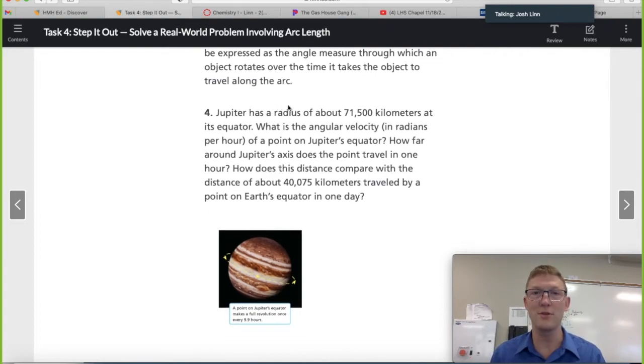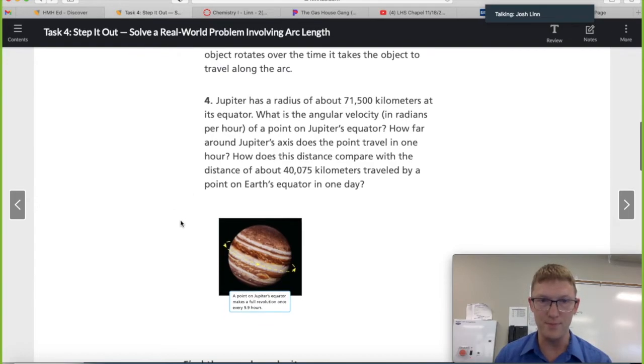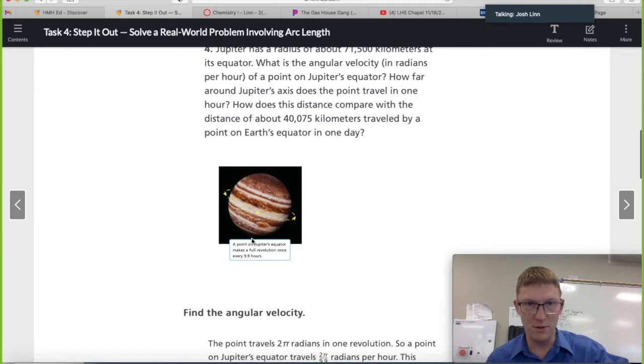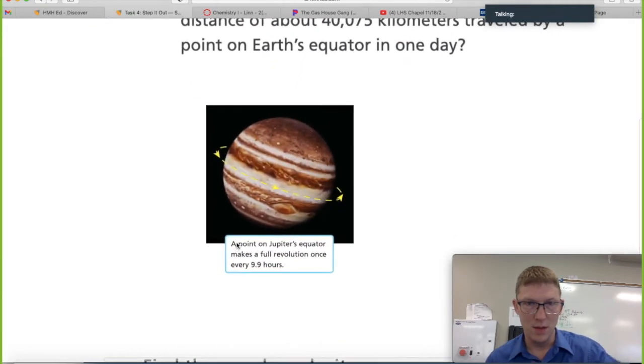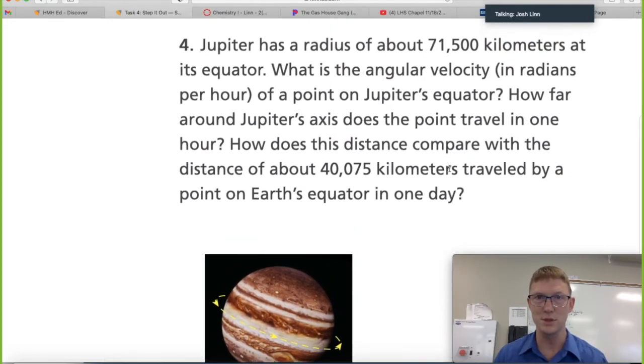So Jupiter has a radius of about that many kilometers at its equator. What is the angular velocity in radians per hour of a point on Jupiter's equator? How far around Jupiter's axis does the point travel in 1 hour? How does the distance compare with the distance of about that many kilometers traveled by the point on Earth's equator in 1 day? I think we have a little hint here. A point on Jupiter's equator makes a full revolution once every 9.9 hours.